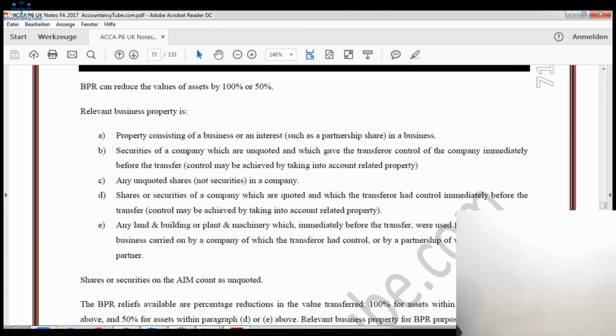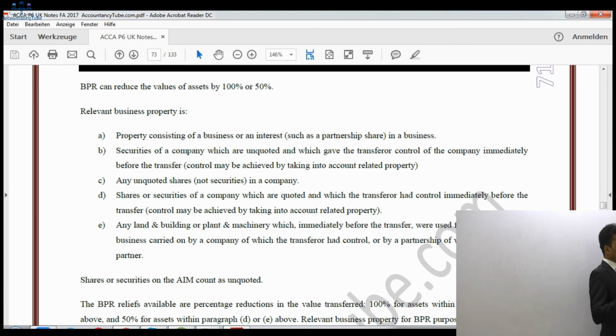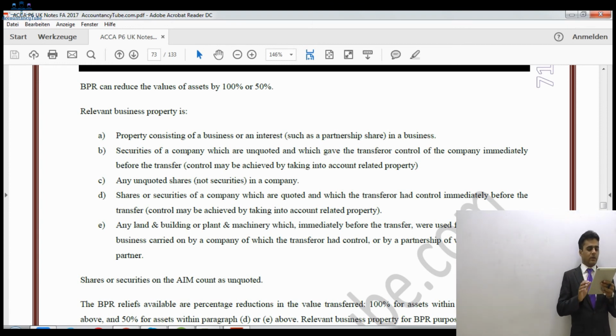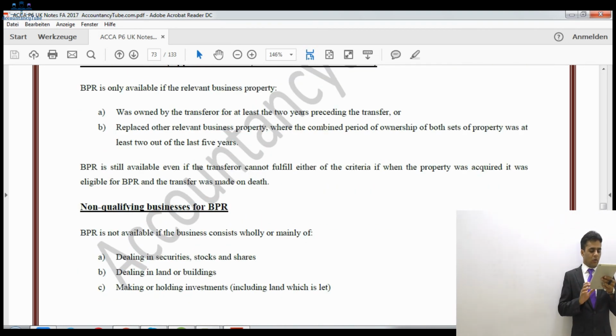Non-qualifying assets for business property relief include dealing in securities, dealing in land and buildings, and making or holding investments. Right, so on the next page is agricultural property relief, which we will see later on. Let's do a question now. The same question which we had opened earlier. Please open the same question. Now read the requirement again.